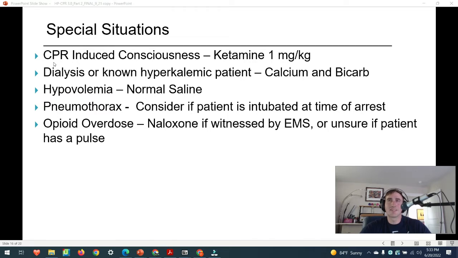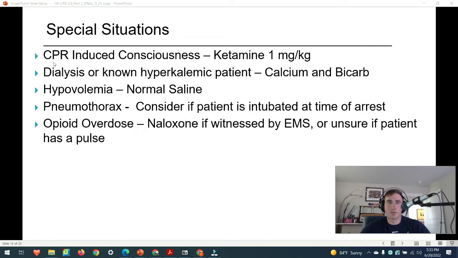It probably is the best, but no sedative, no benzo is perfectly hemodynamically stable. But ketamine probably will have the least impact on hemodynamics out of any of them. Now, CPR-induced consciousness, what is that? It's when you do about 30 compressions and the patient starts to wake up, and then you stop CPR and they no longer move and they're not in a perfusing rhythm. All right, so that happens.